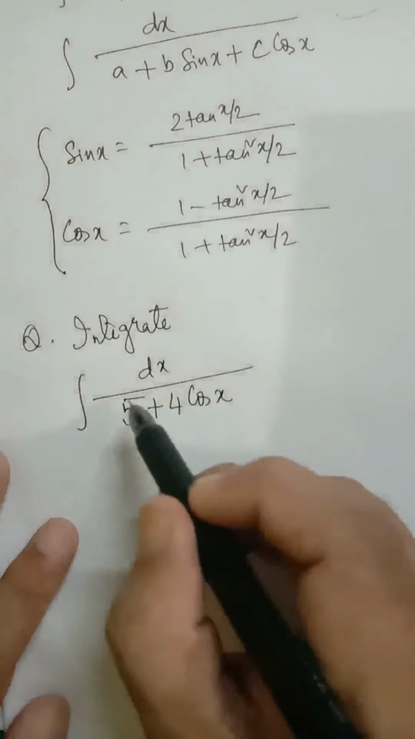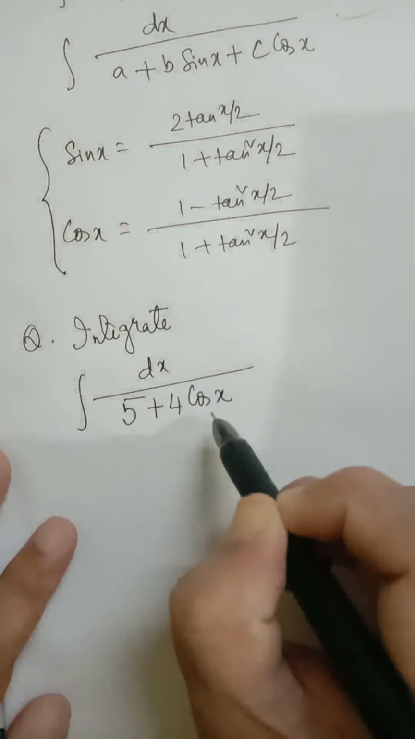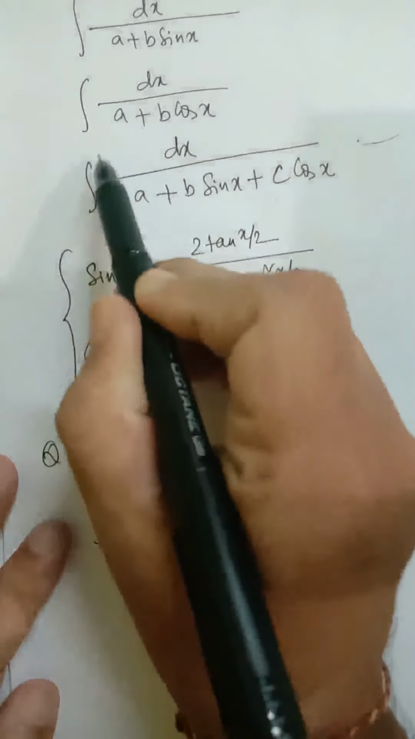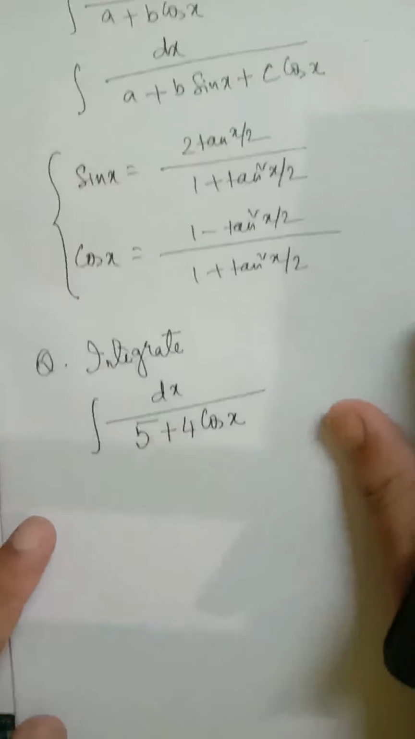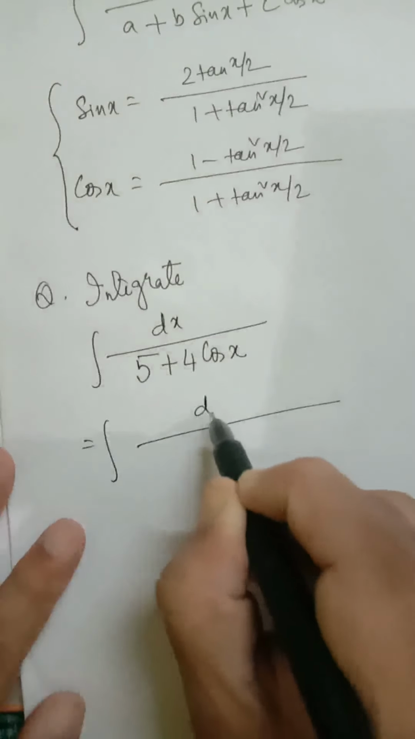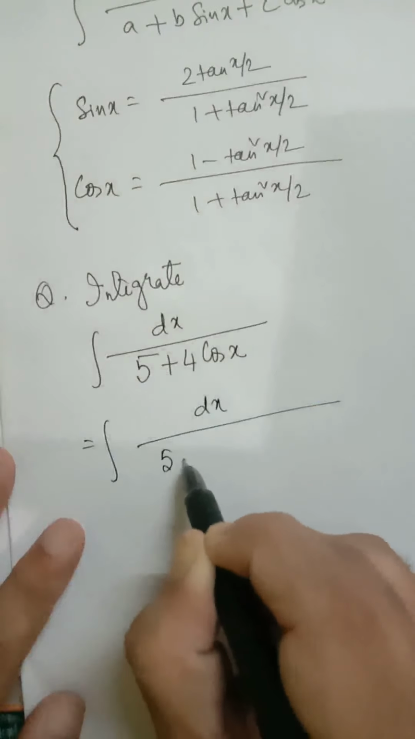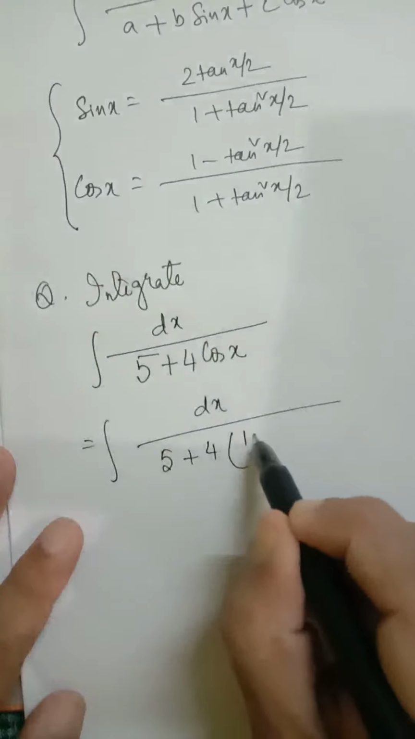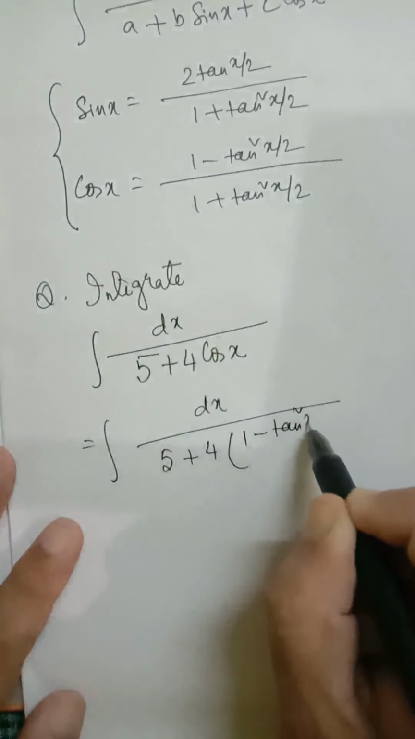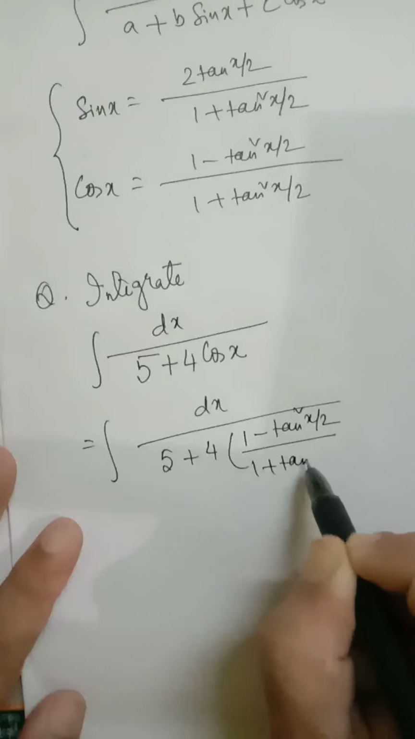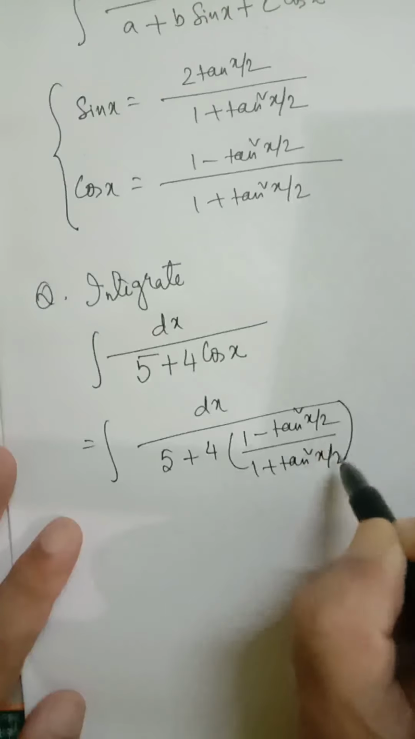Now let us integrate dx by 5 plus 4 cos x, and this integral is of the form dx by a plus b cos x. In such type of integral, first of all we will write the formula for cos x in terms of tan of submultiple. So we will write cos x equal to 1 minus tan square x by 2 divided by 1 plus tan square x by 2. This is our first step.